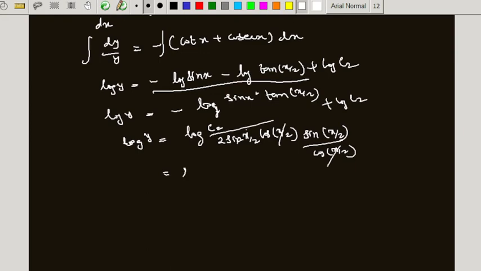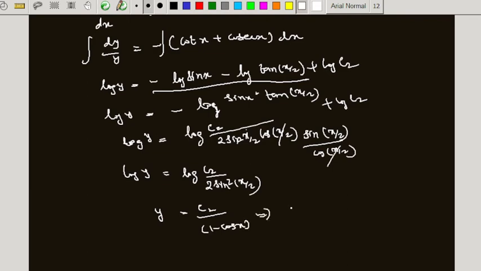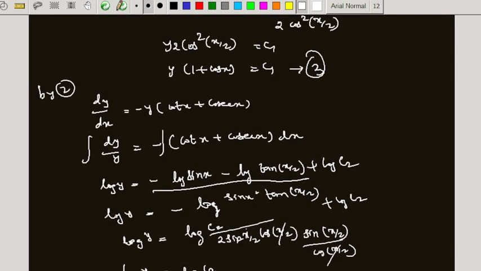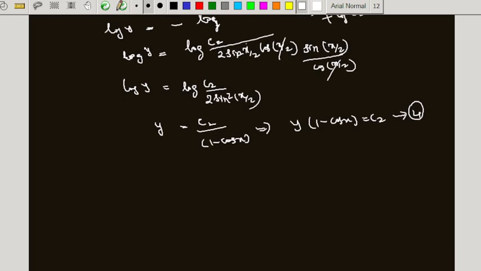So we divide this one, we divide this cos x, we get 2 times sin square x by 2. log c2 dividing by 2 times sin square of x by 2 equal to log y. So y equal to c2 dividing by 2 times sin square of x by 2, we can write it as 1 minus cos x. So if we modify this one, we get y of 1 minus cos x equal to c2. This is equation number 4. So here we are getting the answer as equation number 3 and 4.